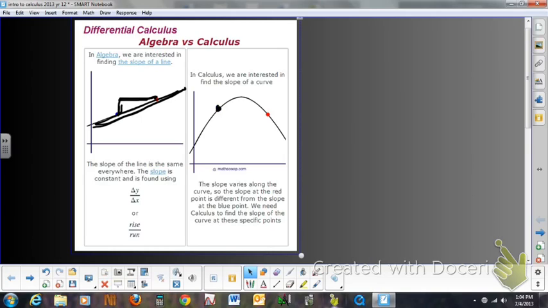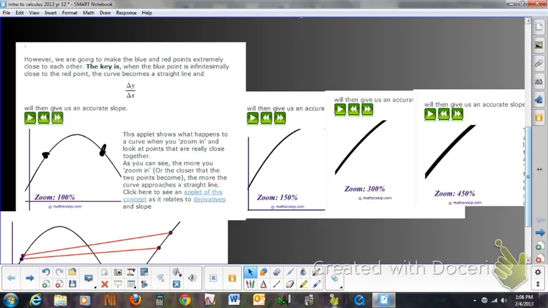So we take this point and this point here, and obviously in a curve, the gradient's always changing, and so the gradient at point 1 versus point 2 is going to be quite different. And calculus enables us to find the gradient along a curve at specific points. That's what it does.